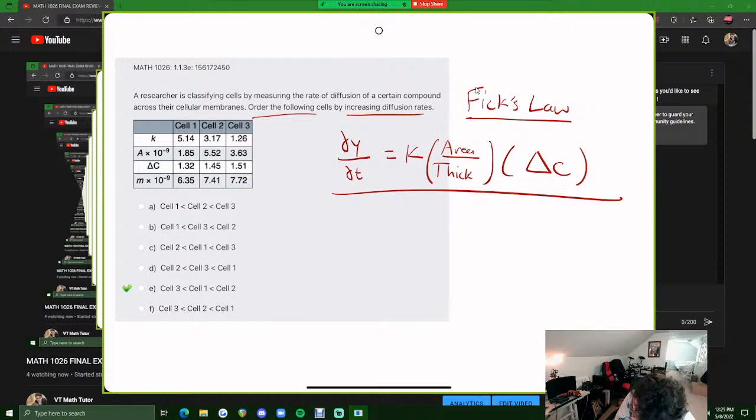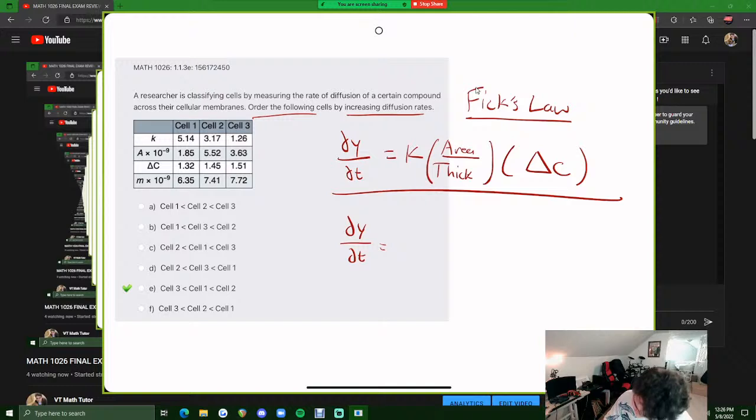And so what we can do is basically, for each cell, calculate dy over dt. And for time's sake, I killed a lot of time trying to do that Excel stuff. So we're going to kind of just talk through how to do this. I'll do it with one, and then I'll leave the rest for practice.